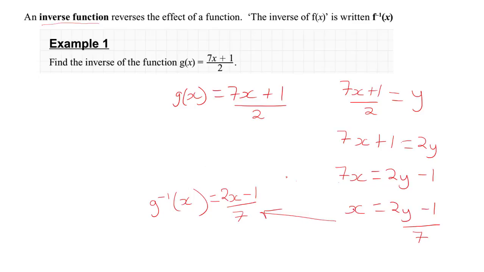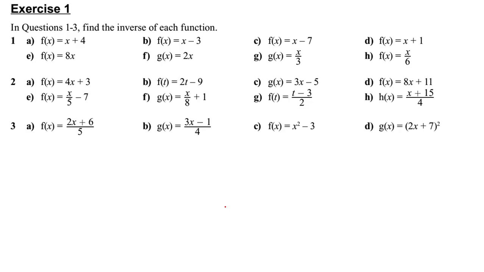But you don't call this one y. You call it the inverse of g, which is g minus 1 of x. Then this value here, the y, has to be changed to become x, and this becomes the inverse function. It does the opposite for you. Okay, so that's how to find the inverse function. You just basically make x the subject.